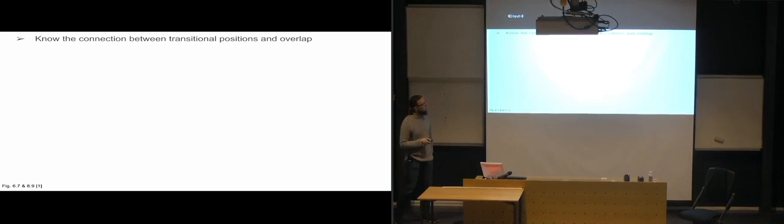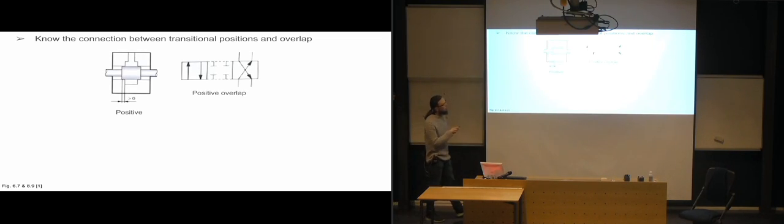And then we're going to look at the connection between the transitional positions and overlap. So we looked at overlap and control edges a little bit earlier. And now we'll look at what overlap means to our transitional positions. So if we have a positive overlap, we will have between two positions in a valve when we're switching, this dashed line on that box in the middle, which means that it's only when the slide is moving that this function is in play.